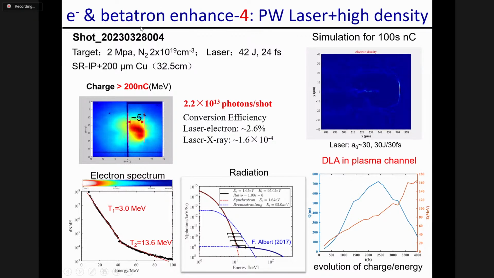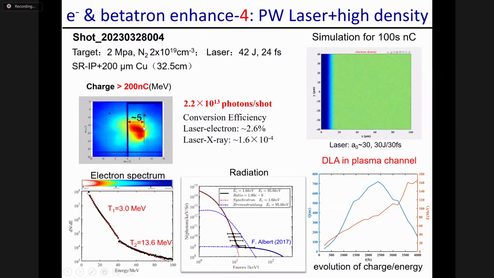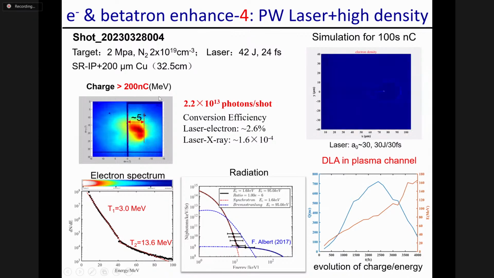This year we used the CAEP petawatt laser and also high density plasmas. We performed another experiment, and we really got a good collimated beam with only 5 degree divergence and charge of 200 nanocoulomb. The Betatron X-ray yield can reach 10^13 photons per shot. So it's quite high. And the conversion efficiency can reach 10^-4, and the laser to electron conversion efficiency 2.6%.